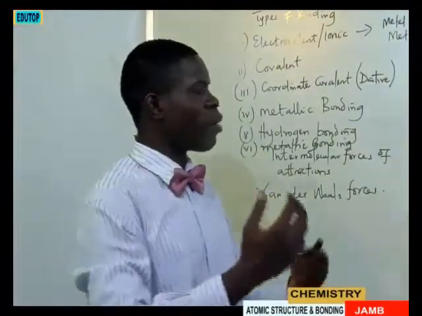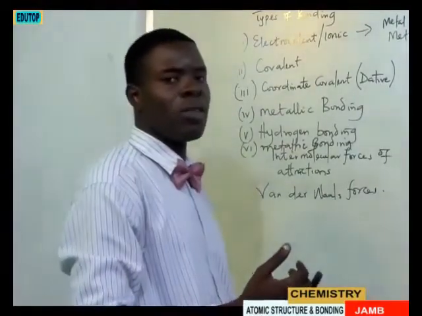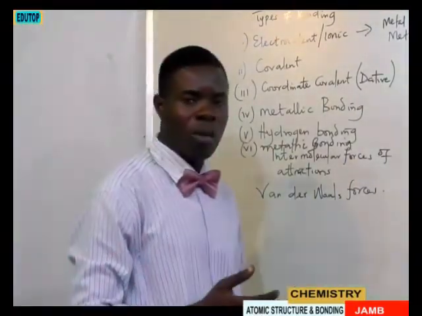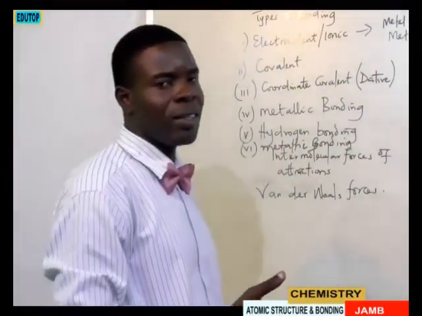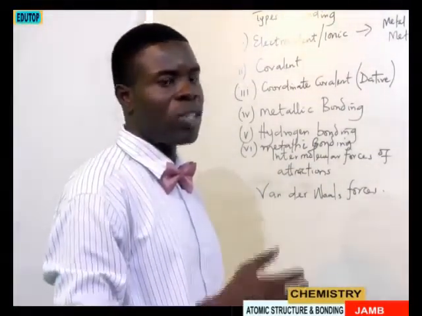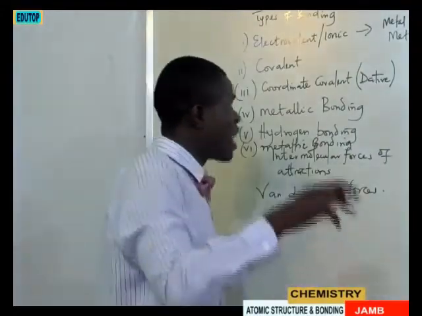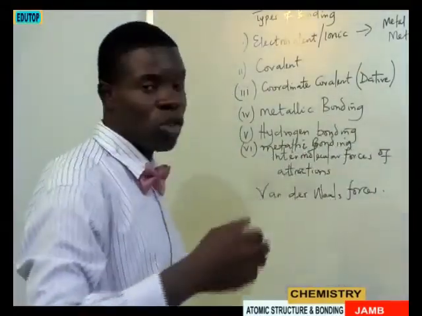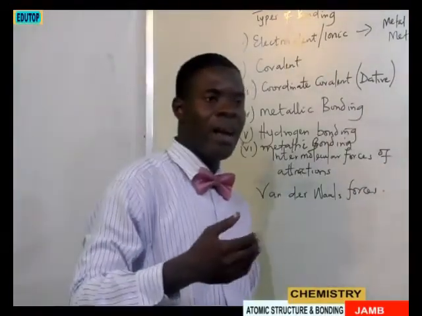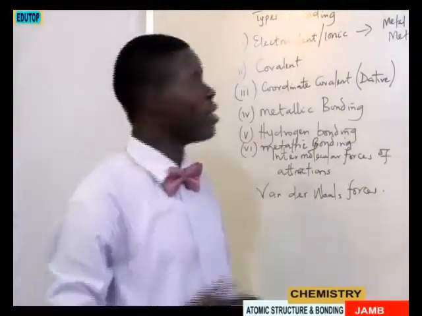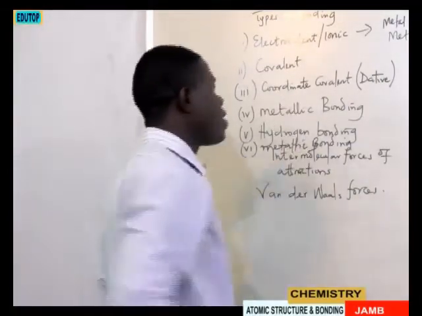So there is a kind of transfer to attain octet or duplet structure to ensure what? The stability of the compound. And that is the significance of what? Atomic structure. Every compound or every element is working towards what? Stability. Now, you have covalent bonding.